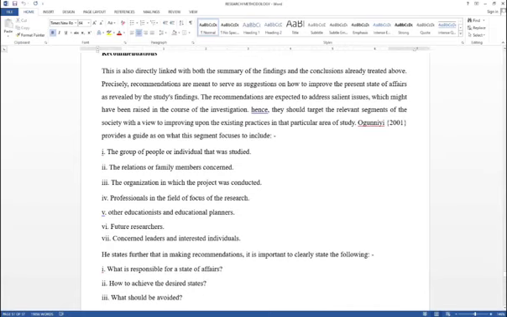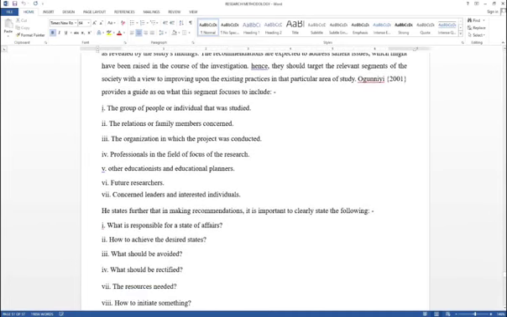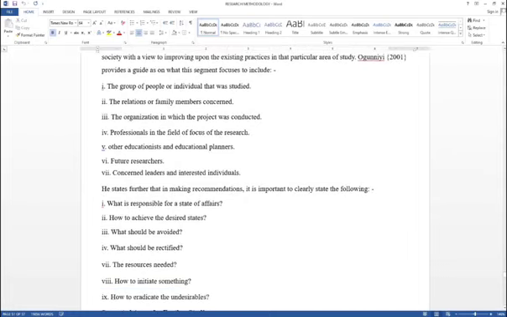It says further that in making recommendations, it is important to clearly state the following. What is responsible for a state of affairs? How to achieve the desired state? What should be avoided? As a researcher, you should be able to give answers to all these questions.